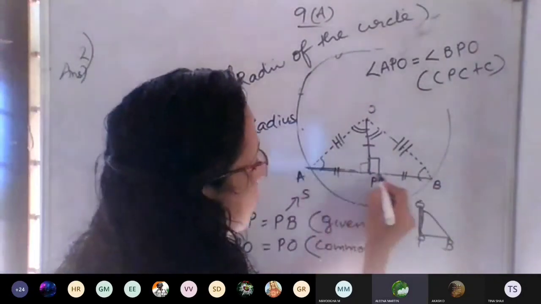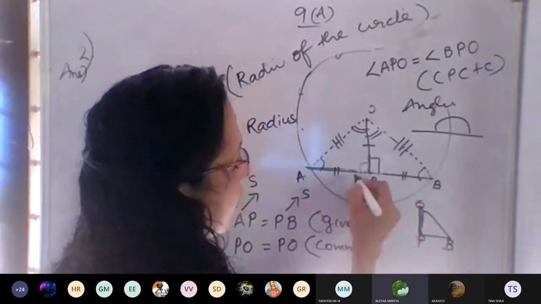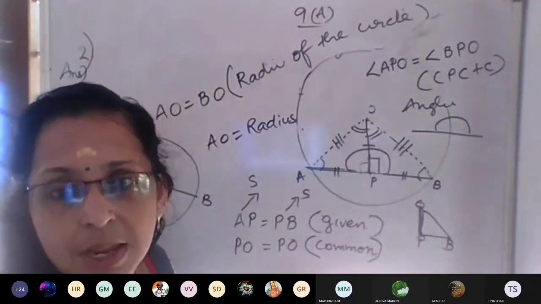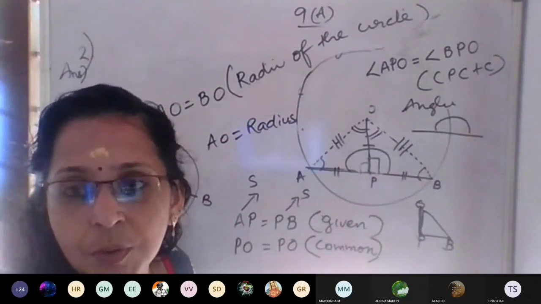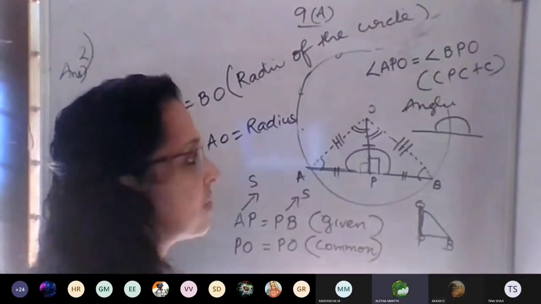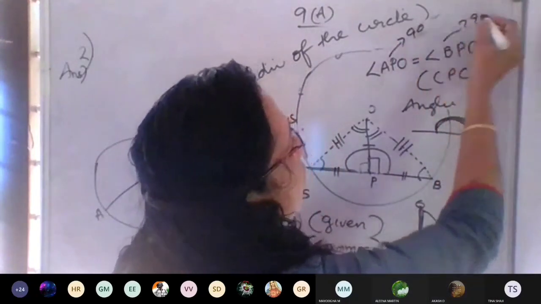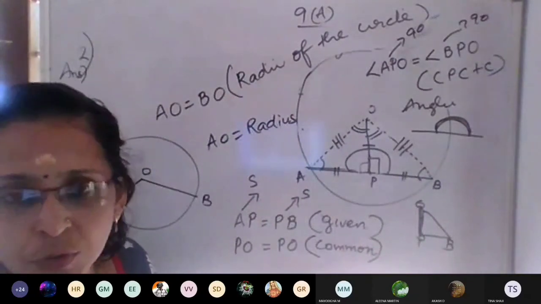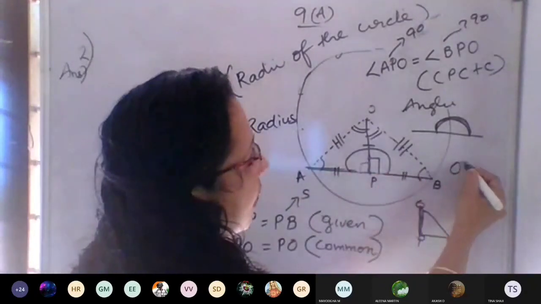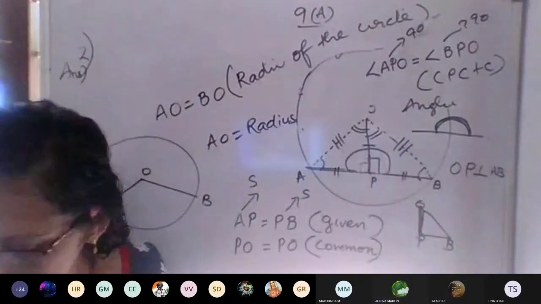Angles in a straight line are 180 degrees in total. Linear pair concept, you know. So these 2 angles are equal, and 90 plus 90 is 180 degrees. Understood? So that way we have to find out. That means these 2 angles are 90 degrees, so directly we can write OP is perpendicular to AB. Clear?